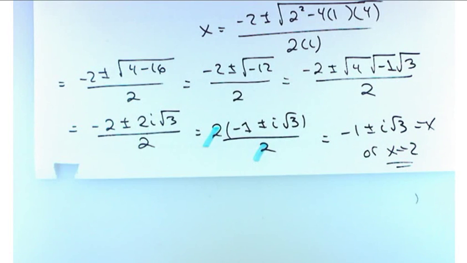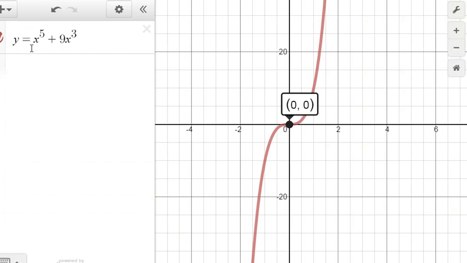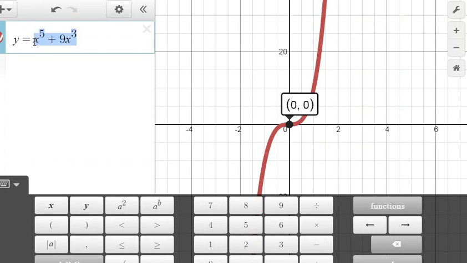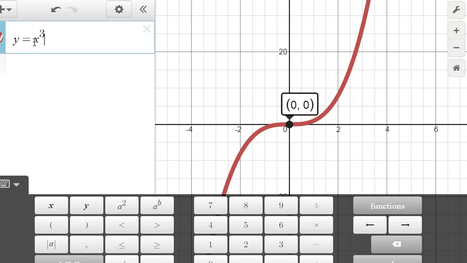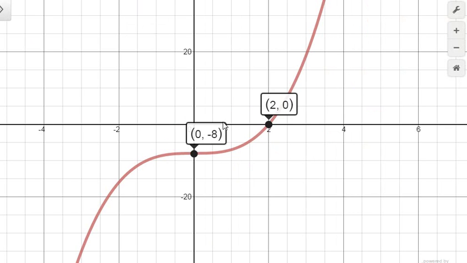Let's look at the graph. How many times should we see the graph cross the x-axis? Once. Should only cross at x equals 2. And let's see that that's true. So we'll use this one. Let's just rewrite that as x cubed minus 8. Beautiful. Look, it even did the y-intercept for me and the x-intercept. So -8 and 2 respectively.